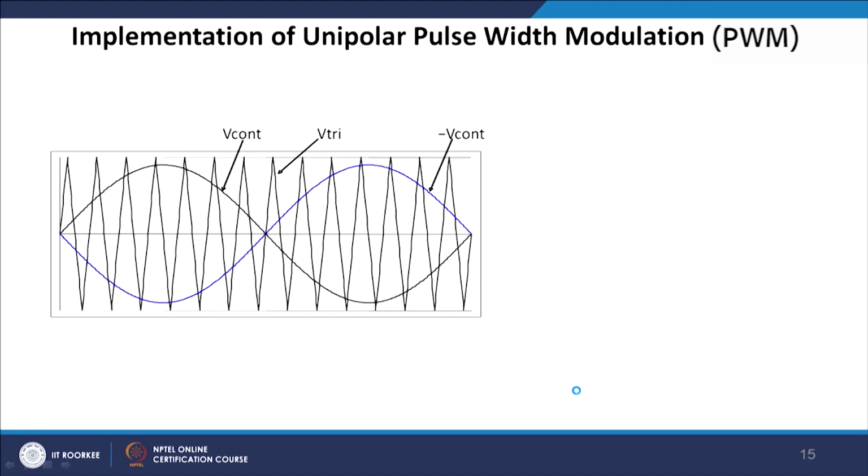Now, let us come to this unipolar PWM operation. In this case you require V sin omega t and minus V sin omega t, so you require this inverted signal also. So, you require a little bit more complex circuit, but it is not very complex. You can generate the negative of the voltage simply by an op amp in inverting mode.